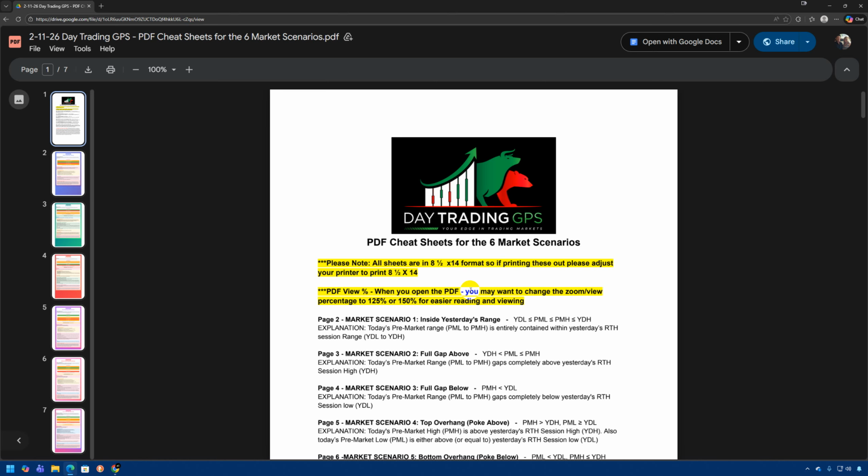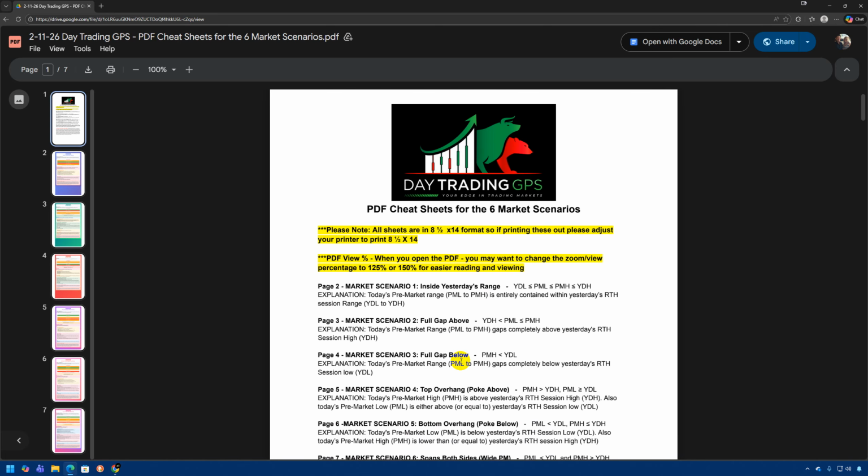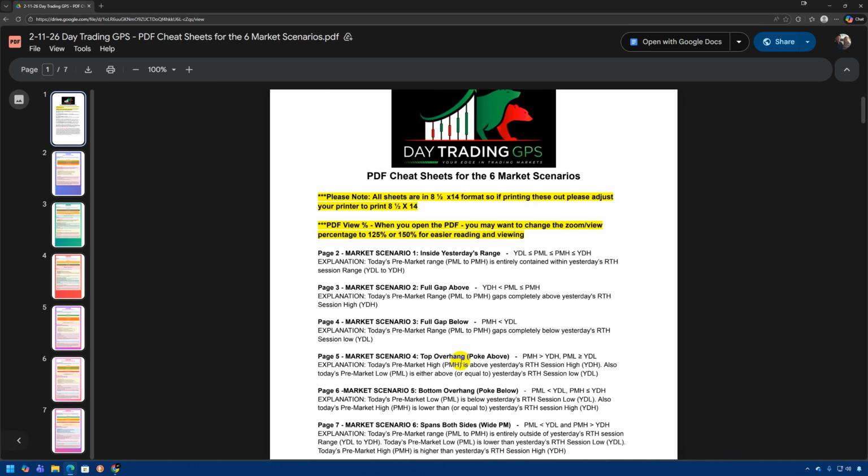So you will receive a Google Drive link to this document. When you open this in your PDF reader, you may want to change the zoom view percentage to 125% or 150% when you're reading, for easier reading and viewing on the market scenario cheat sheets themselves. For this first page, not really needed as much to expand the zoom. However, when you get into those, you will see.